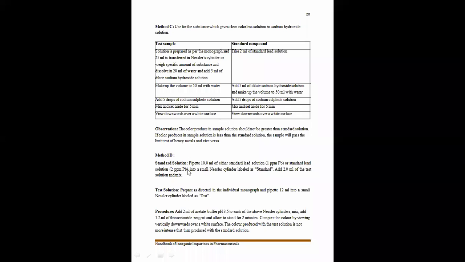Now what is actually the difference, or what type of reagents and samples are we using in case of method D? For method D, the test sample is prepared as directed in the individual monograph and 12 ml is pipetted into a small Nessler cylinder as the test solution. But the standard solution is prepared by pipetting out 10 ml of either standard lead solution or standard lead solution containing 2 ppm into a small Nessler cylinder labeled as standard, and to it add 2 ml of test solution and mix. So here only the procedure for the preparation of test and standard solutions is different. The rest of the procedure we do commonly for both the test sample as well as the standard. Only the procedure difference is there while preparing the chemicals.